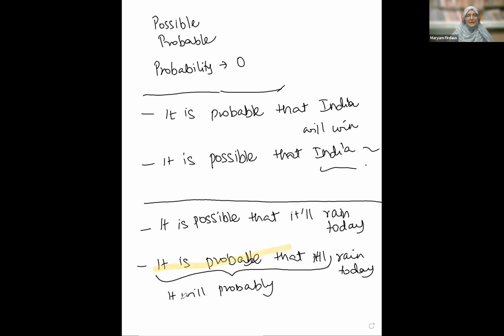So instead of this, we can also use this. Okay, so there are two statements. It is possible that it will rain today. The second statement, it is probable that it will rain today. And you can also replace probable by saying probably, it will probably rain today. So these two have the same meaning. But the first statement and the second statement are a little bit different, and you're going to try to tell me what the difference is.